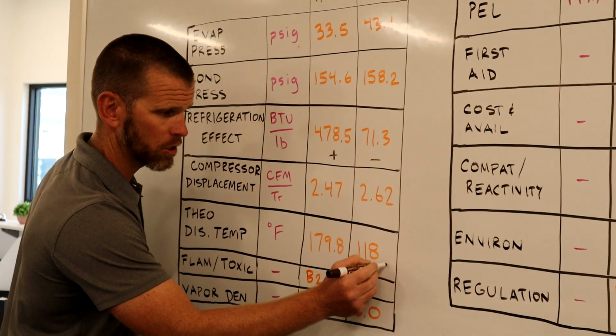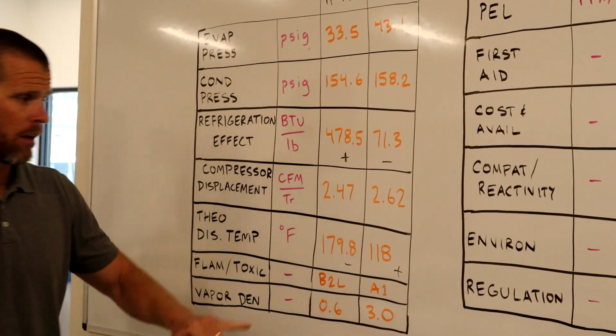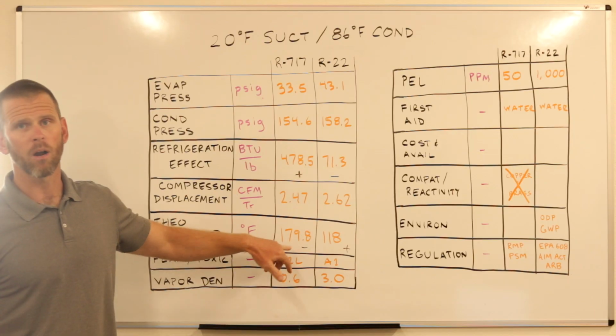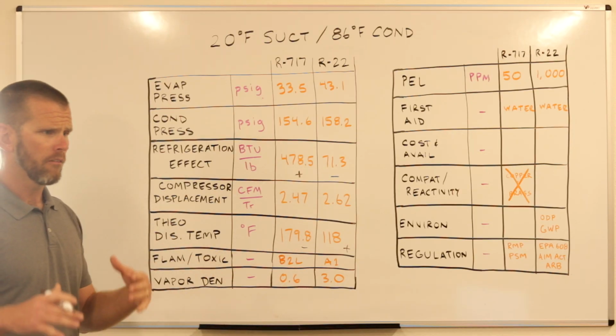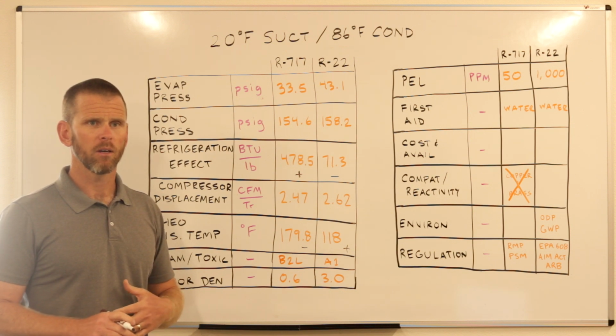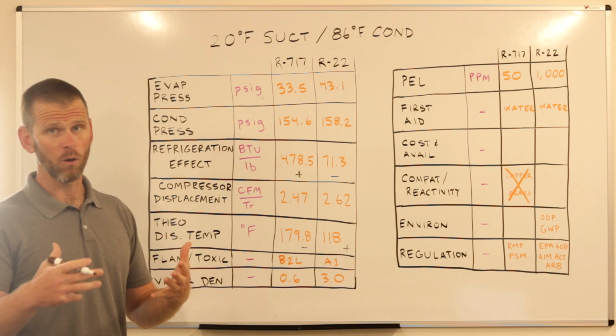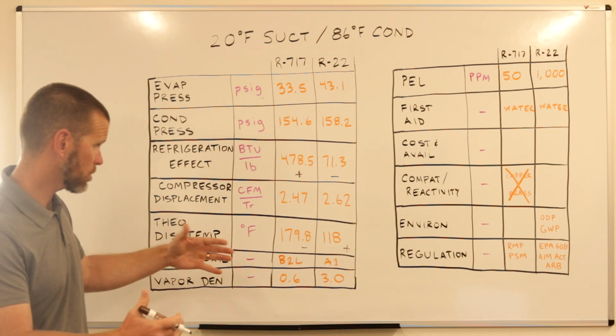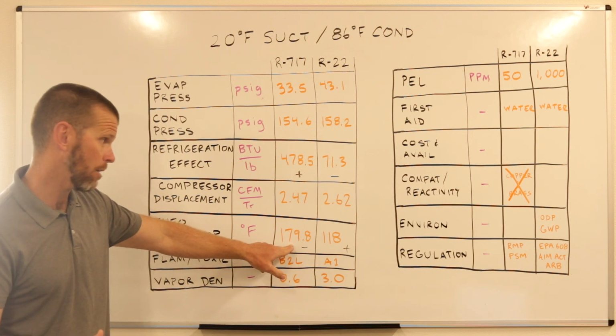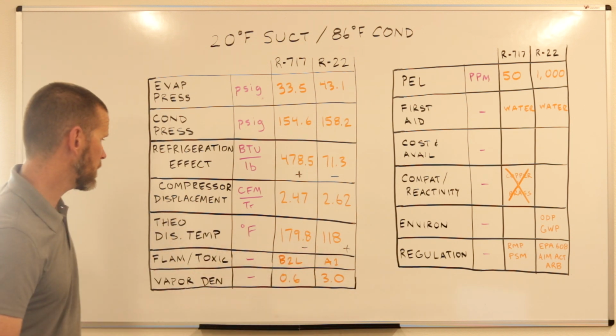This is a big advantage to R22 compared to ammonia, because heat causes us all kinds of problems: wear and tear on the machine, friction. It's going to cause us to have to invest in oil cooling systems and compressor cooling systems in order to bring this temperature down. So advantage certainly goes to R22 here.